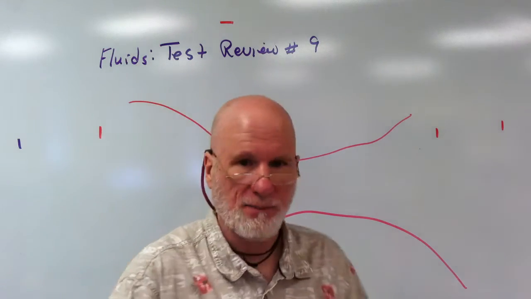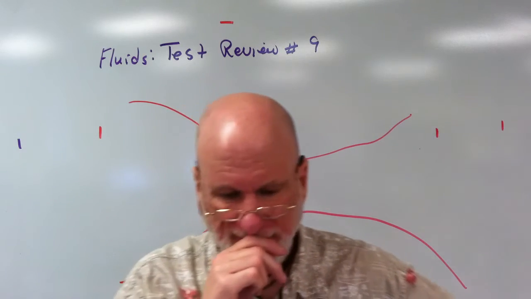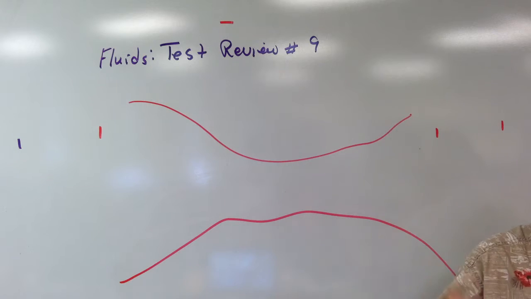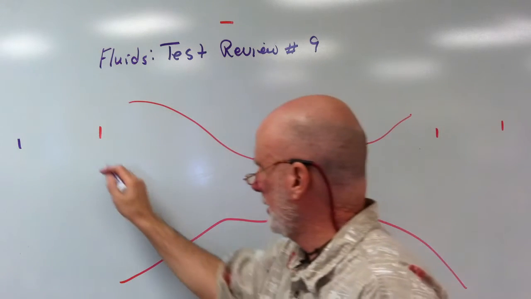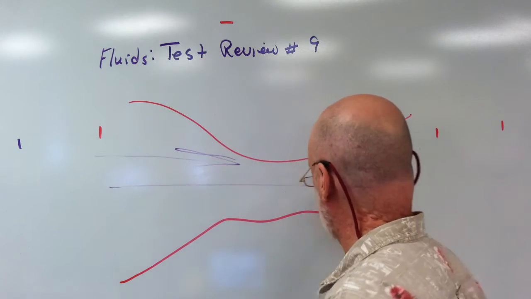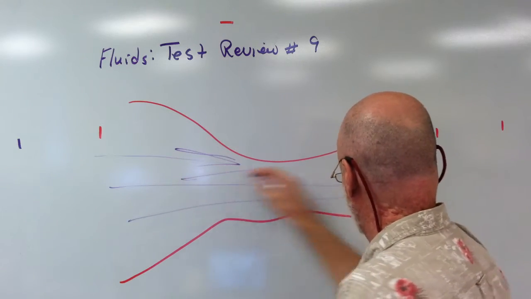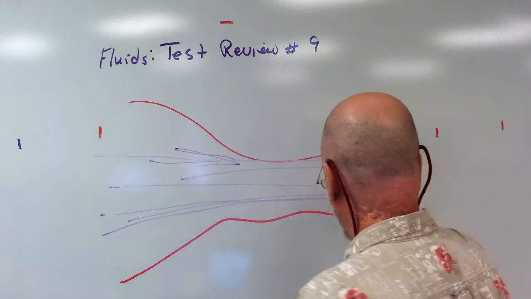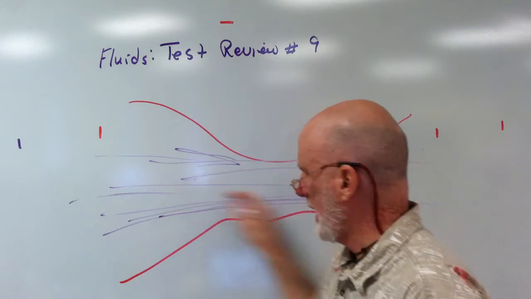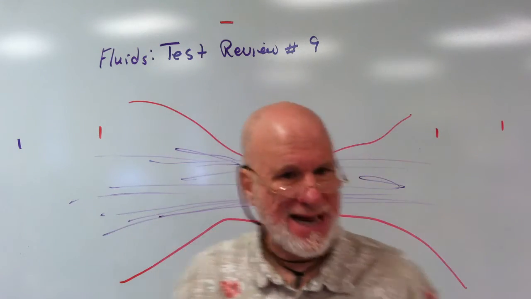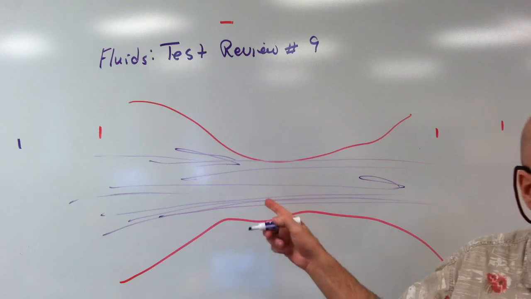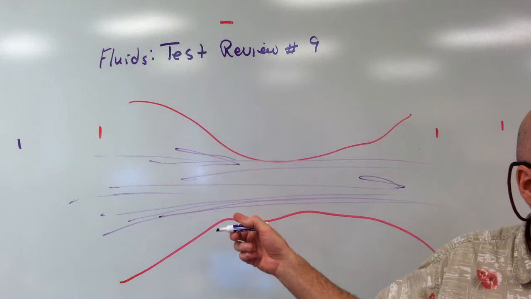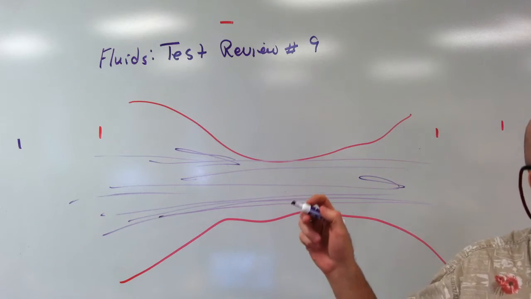Okay, now, this is a river. It's flowing. Okay, so the river is flowing this way. Okay, it's flowing left to right. Okay, now, when it hits this narrow spot here, is the river going to get faster or slower? Faster. It's going to get faster.